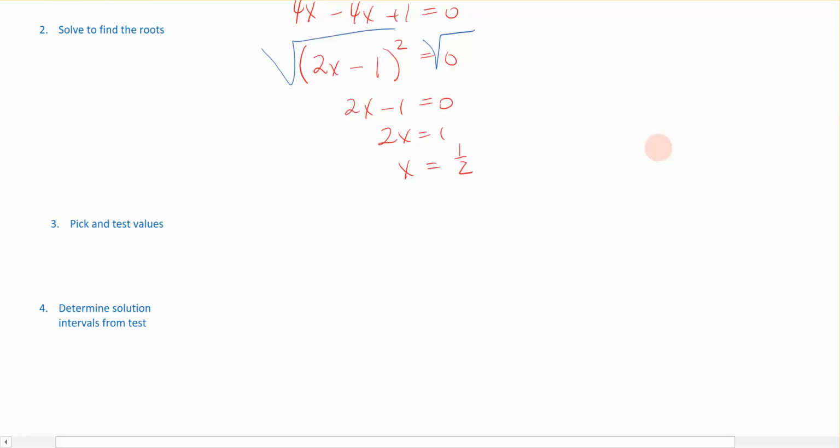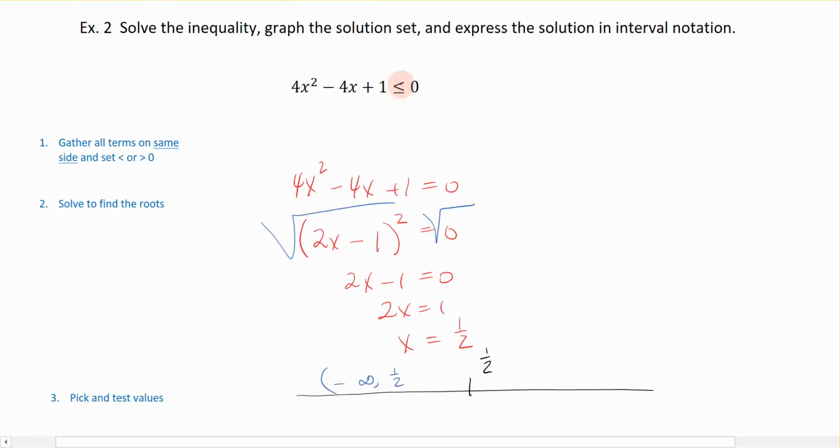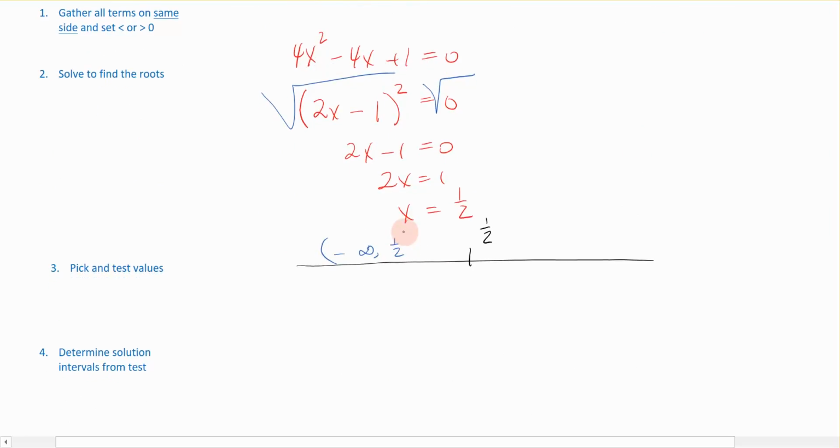Okay, so I kind of have an idea then of what's going on. It's kind of like that picture I showed you at the very beginning of the video. So I only have one value, 1/2, that I'm going to put on here. If I'm on the left of 1/2, then I'd be from negative infinity to 1/2. And what was our inequality symbol? Less than or equal to, so I can include the value. If I'm on the right of it, I would be at 1/2 to positive infinity.